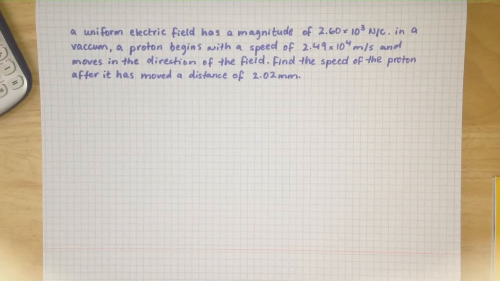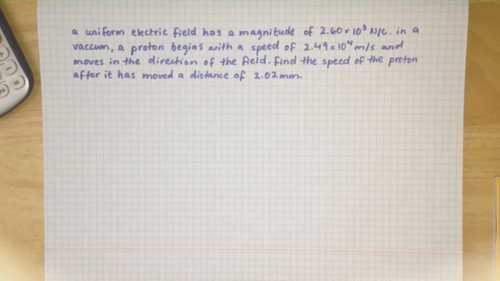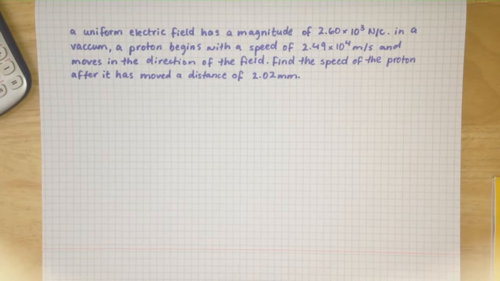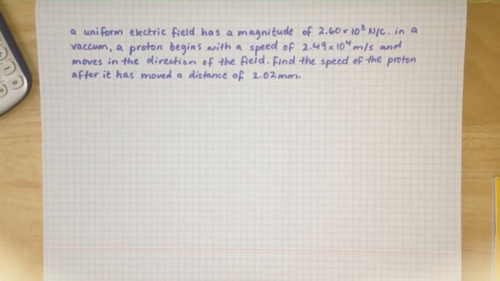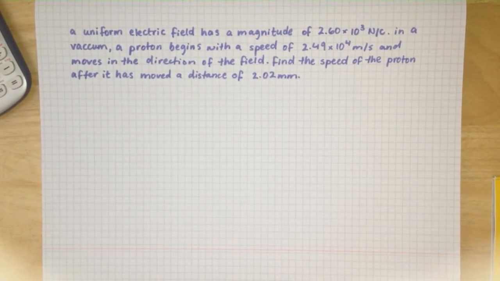A uniform electric field has a magnitude of 2.6 times 10 to the third newtons per coulomb. In a vacuum, a proton begins with a speed of 2.49 times 10 to the fourth meters per second and moves in the direction of the field. Find the speed of the proton after it has moved a distance of 2.02 millimeters.